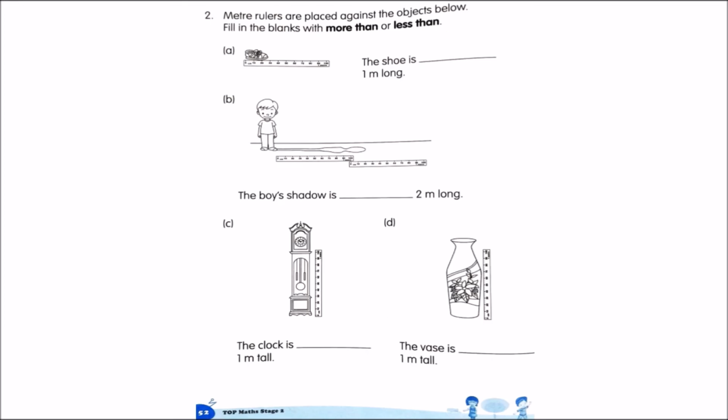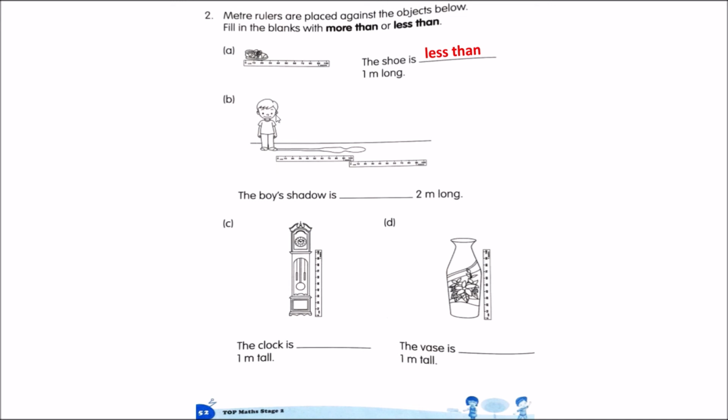Okay, we have another worksheet. In this worksheet, we're also talking about more than or less than, but we're going to write the word. So let's look at the shoe. Is this shoe more than 1 meter or less than 1 meter? That's right. The shoe is less than 1 meter long. As you can see, the shoe is less than this meter ruler.